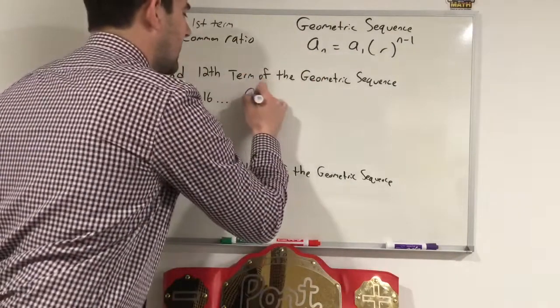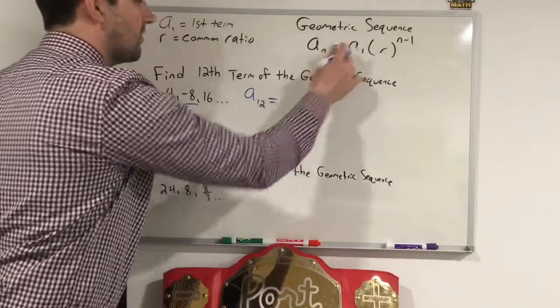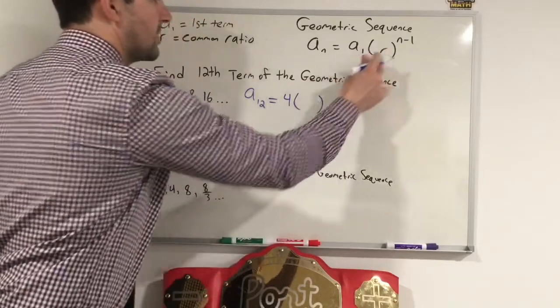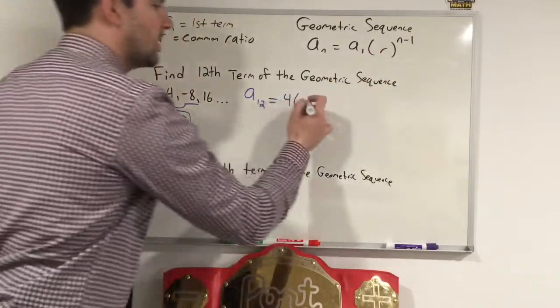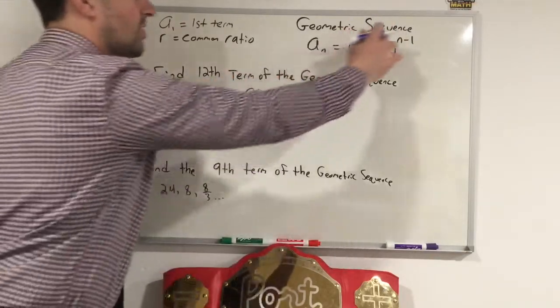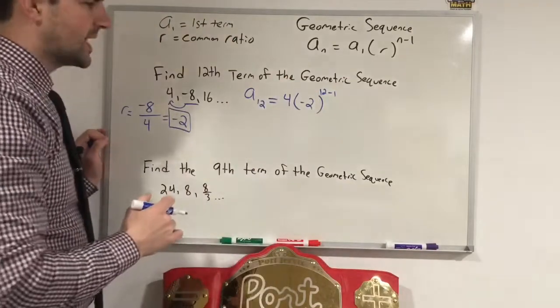So let me fill these into my formula. I'm looking for a sub 12, the 12th term. A sub 1 is 4. I open up my set of parentheses. My r is my ratio of -2. And I'm going to raise this to 12 minus 1. If you want to go ahead and write 11, that's fine.